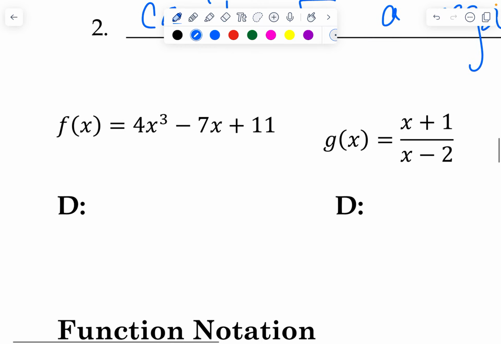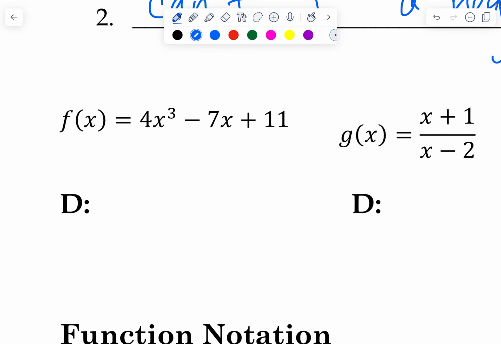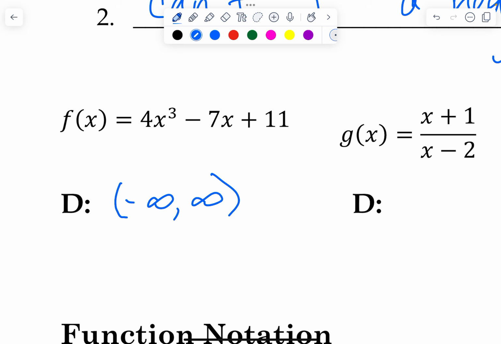So when I look at this first example, here's f of x. On this one, you'll notice we're not trying to divide anything, and I don't see any square roots. And so there are no restrictions, so our domain is going to be negative infinity to positive infinity.